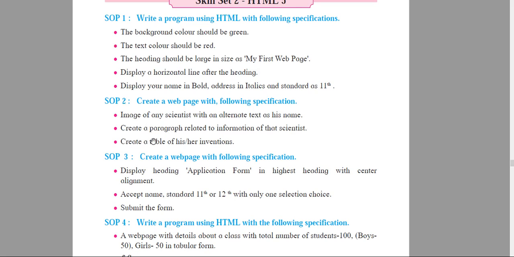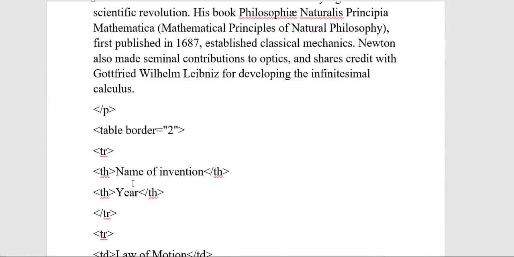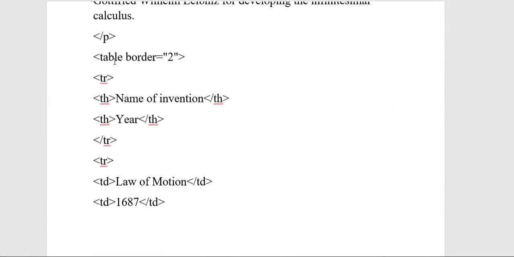Next, they have asked us to create a table of his inventions. So to create a table of his inventions, we have to use the table tag. Okay, so see here table is the tag, whereas border is the attribute. And the attribute has a value, that value assigned is 2. So here a table will get created which will have the border as 2. You all can take any size of the border.